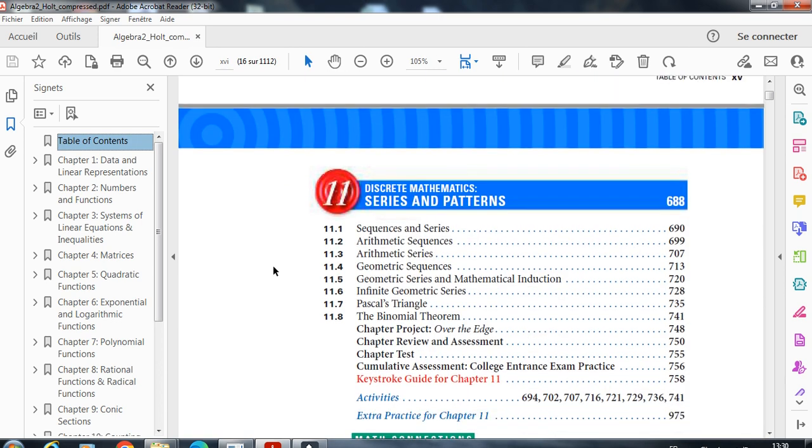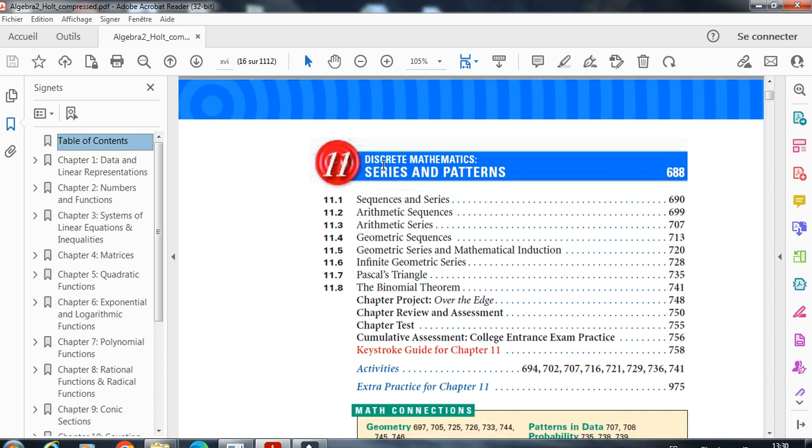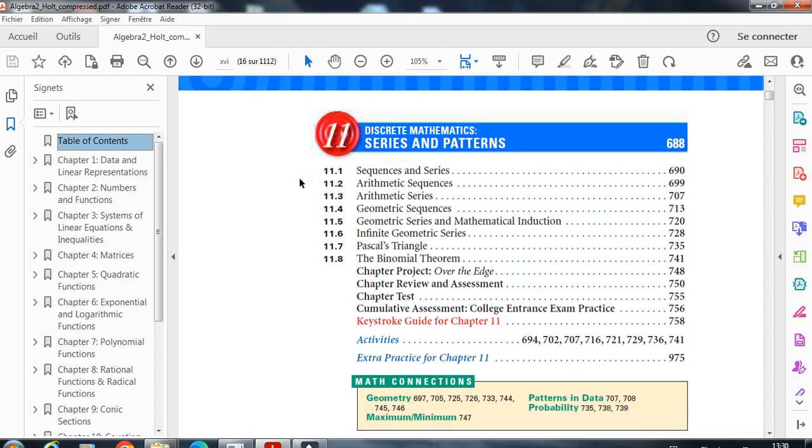Great. And we have chapter number 11, series and patterns, les suites ou les séries, les suites numériques, which are divided into 2 kinds of sequences. We have arithmetic sequences and also geometric sequences.